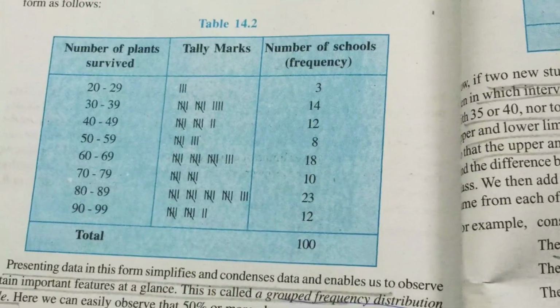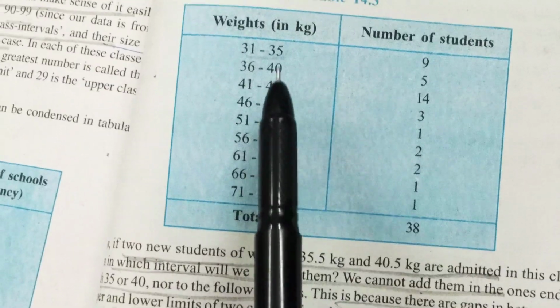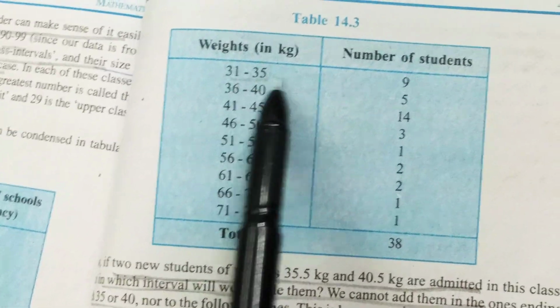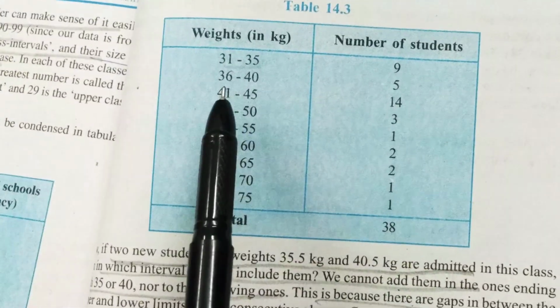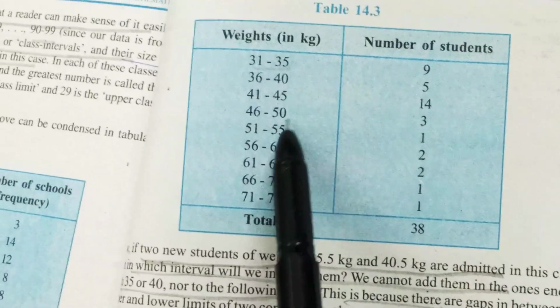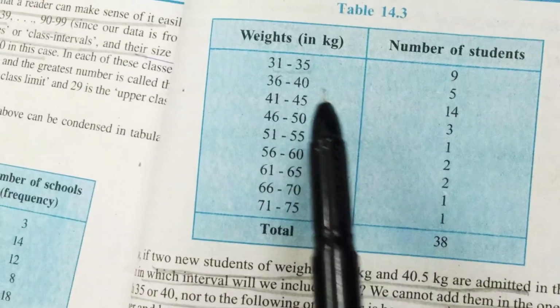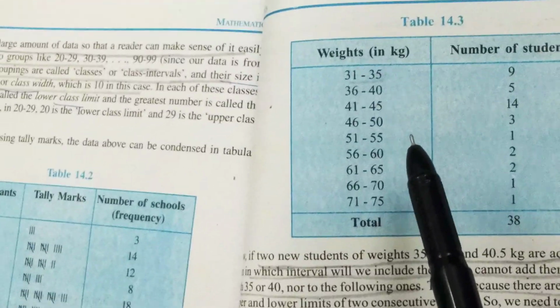For that, what do we do? Let us see an example. There is a frequency distribution table which gives the weights of 38 students. Weight is given in the form 31 to 35. Within the range of 31 to 35, 9 students are there. 36 to 40, 5 students are there, and so on. Now suppose 2 new students of weight 35.5 kg and 40.5 kg are admitted. So in which interval will we include them?